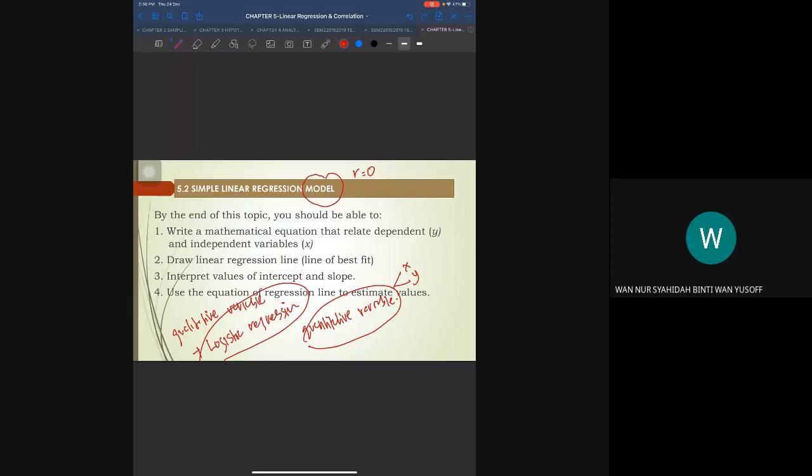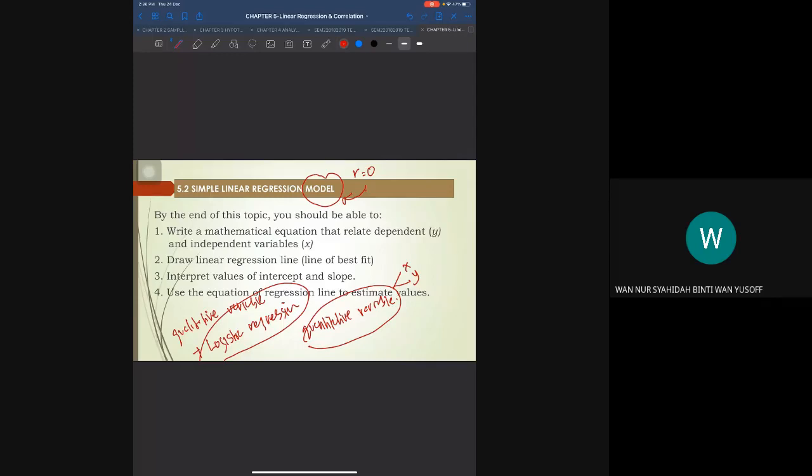If R equals 0 but you still construct this model and use it to estimate the value, the result that you get will be invalid. So by the end of this topic, you should be able to write the mathematical equation that relates the dependent and independent variables. That's your model.